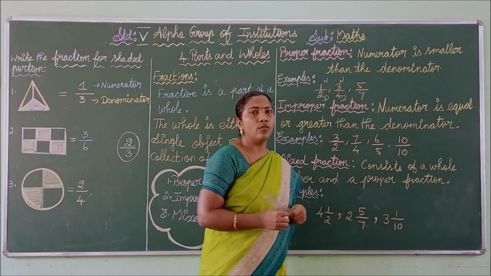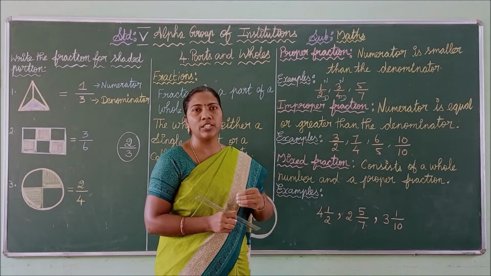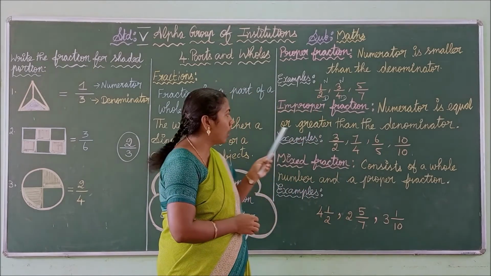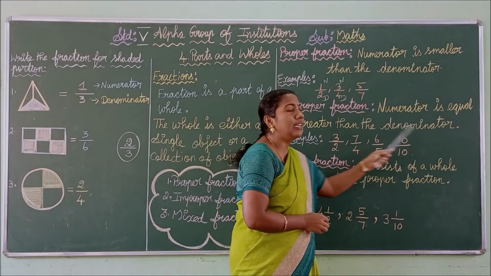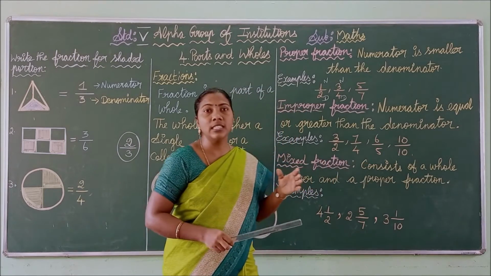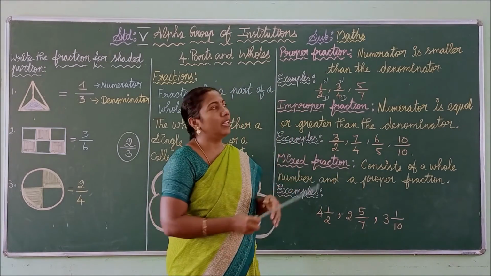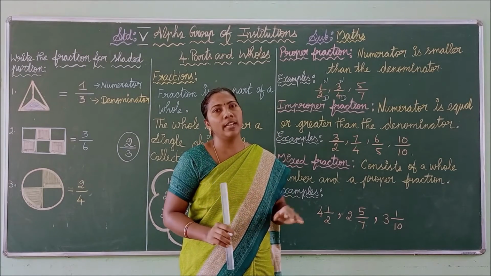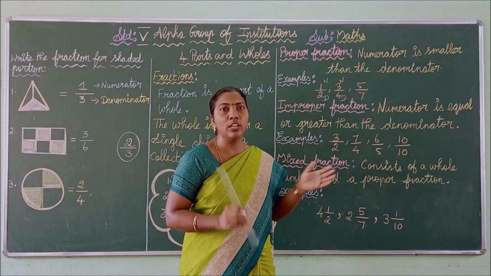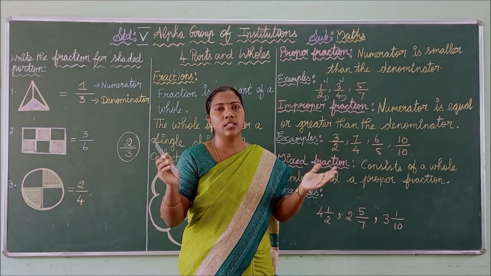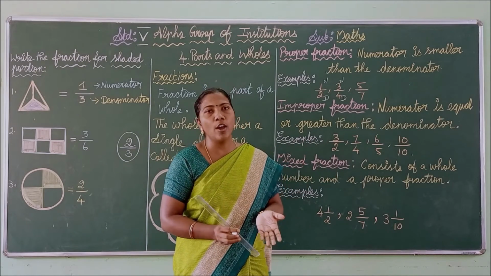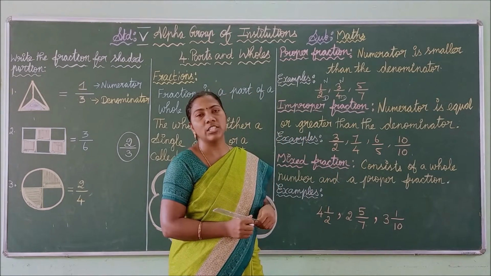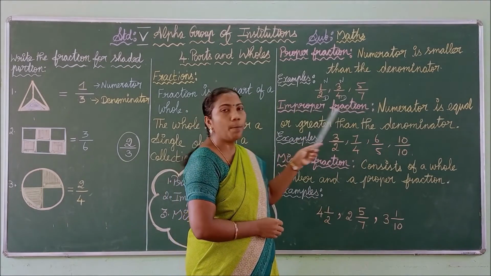Improper fraction. What is the definition of an improper fraction? If the numerator is equal to or greater than the denominator. In the first one, the numerator is smaller than the denominator. In the second one, the improper fraction, the numerator is larger, that is, greater than the denominator, or it may be equal. Then such types of fractions we call improper fractions.